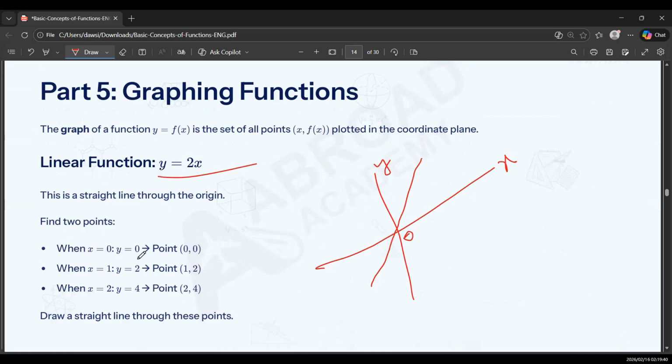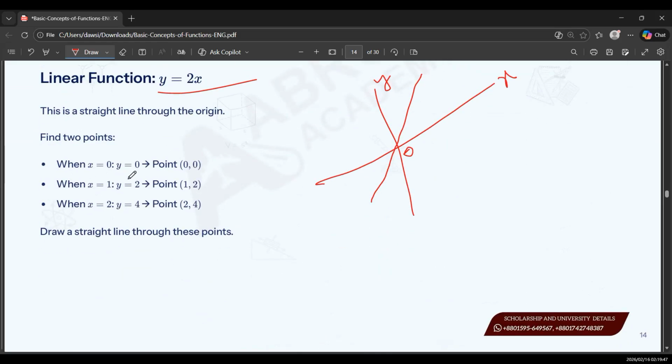If you put x and y, when x equals 0, y equals 0. And when x equals 1, y equals twice x, so 2 into 1 will be 2. That means the point is (1, 2).